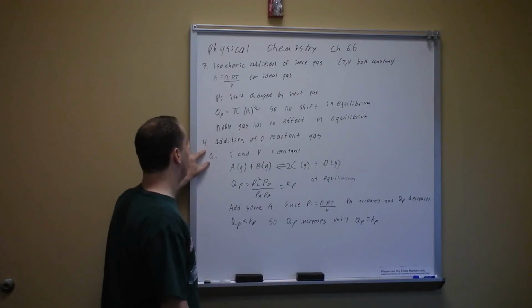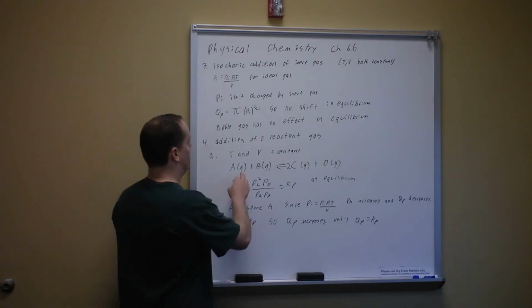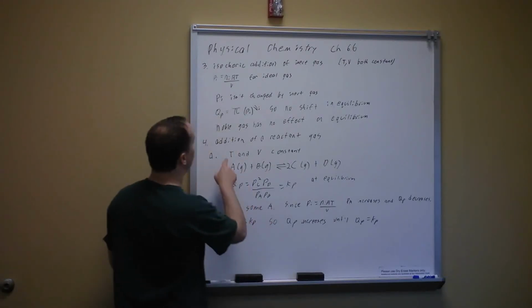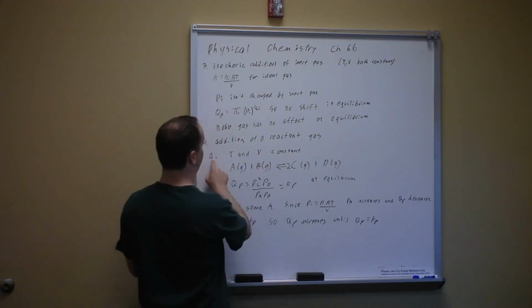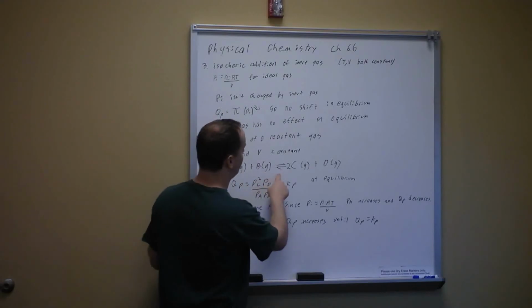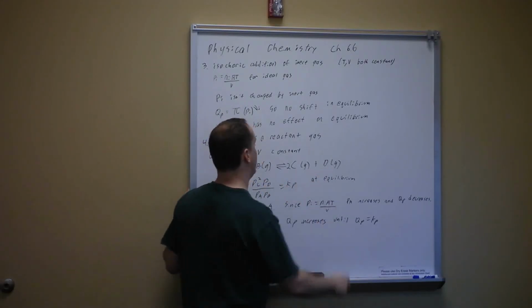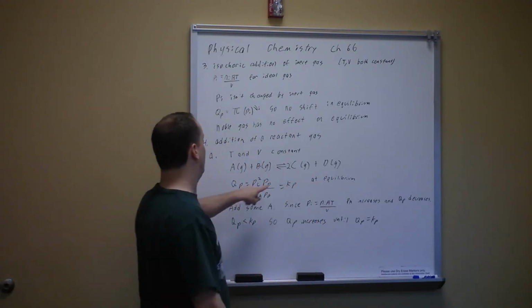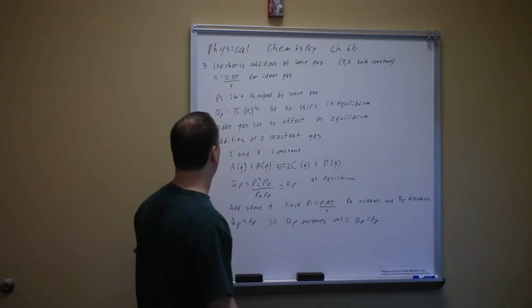Then the temperature and volume are constant. So, we're assuming temperature and volume are constant. That's our first scenario. So A goes to A gas plus B gas, that goes to 2C gas plus D gas. So there's going to be a little bit of change in moles here.